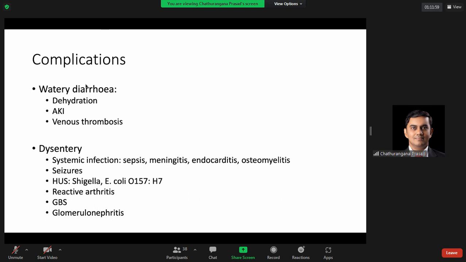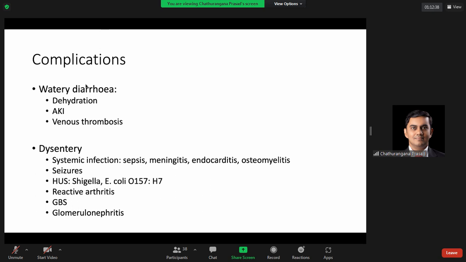So a few complications. In watery diarrhea, the main problem is there's a lot of water and electrolyte loss. So you get dehydration when you are severely dehydrated, and if it persists for a long time, you can end up with acute kidney injury. You get venous thrombosis, especially if you're polycythemic. You get children with cyanotic heart disease who are polycythemic. So we are very careful when cyanotic heart disease children get watery diarrheas because they might get sagittal sinus thrombosis. And watery diarrheas also can cause electrolyte disturbance, especially hypokalemia, because the diarrhea will contain a lot of potassium.